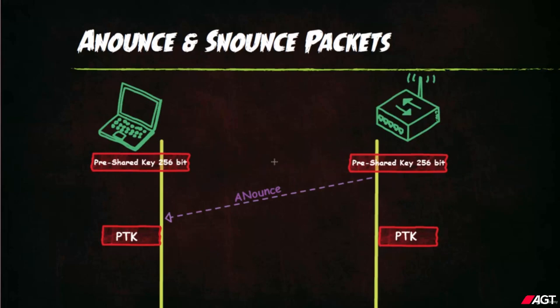In the next step, the access point will send an ANonce packet to the client. An ANonce packet is a random packet, and it has nothing to do with the pre-shared key. This is a point to remember. The ANonce packet is random digits or characters which have nothing to do with the pre-shared key. Based on these random characters, the pairwise transient key will be generated. We will see how this pairwise transient key is generated.